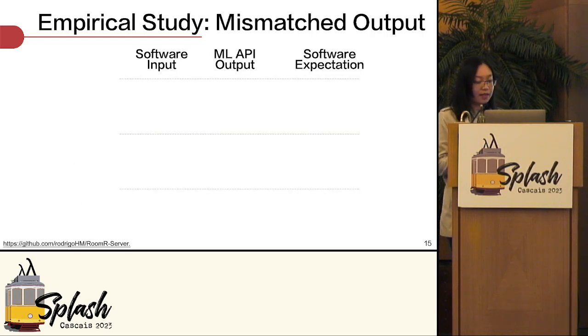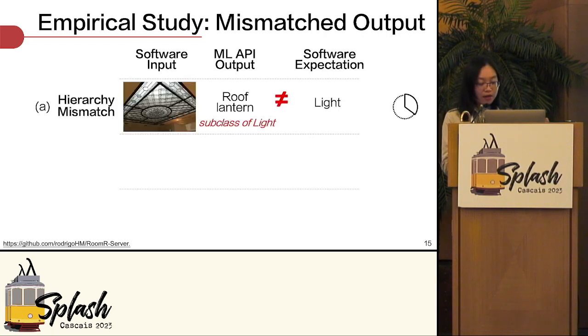Our further study reveals 3 main types of mismatch. Here we use a property management application as an example. So the first type is hierarchy mismatch. This is the most common type of mismatch, contributing to 1/3 of all the unit testing failures.